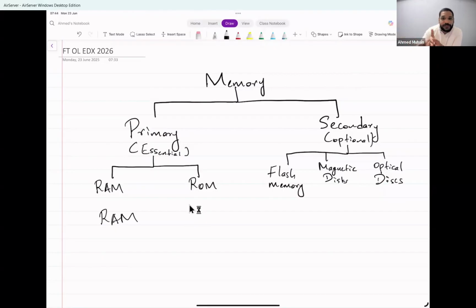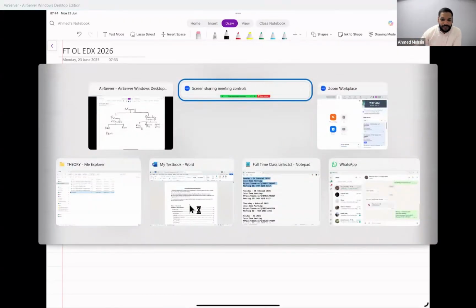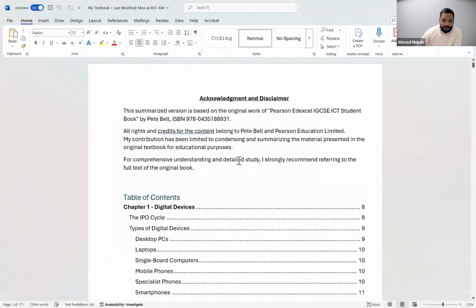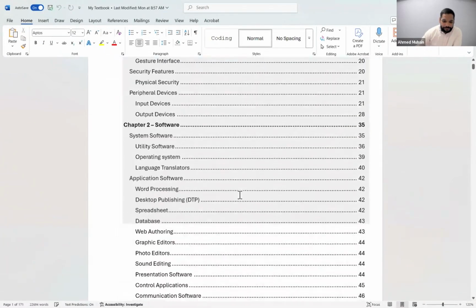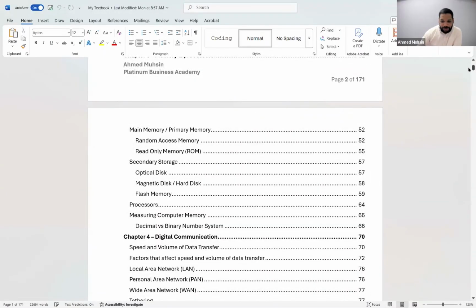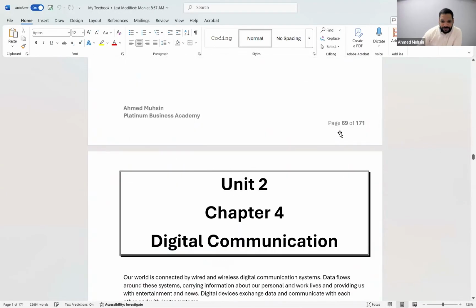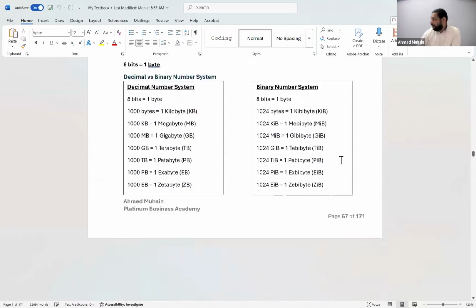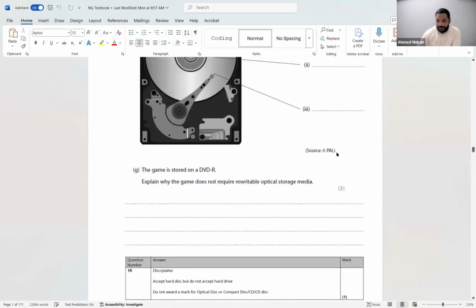So we came and stopped at this very point. Now we're going to move on to ROM. Girls over there, are you all with me? Okay. Now we are going to move on to ROM. Everybody, can we now come down to page number 55? Can we scroll down to page 55? Guys, girls, everybody, page 55, please.